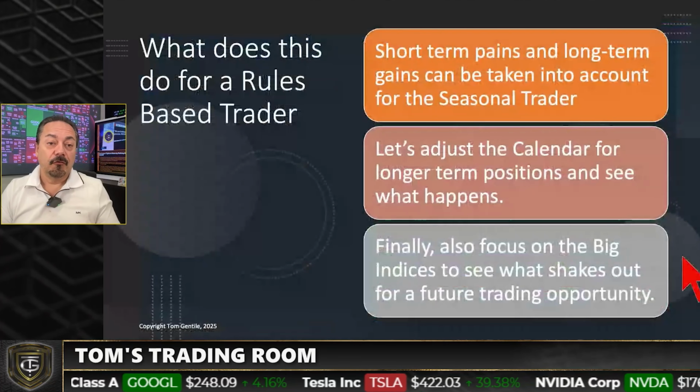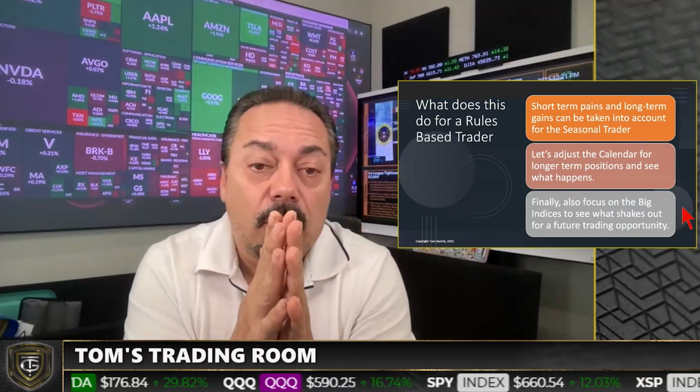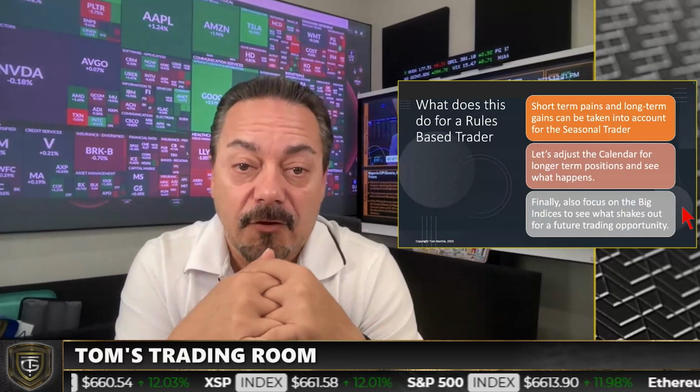And now, what does this do for the rules-based trader? Again, short-term pains and long-term gains can be taken into account, right? I can go through and look at data. And instead of looking at, say, 30-day data, 20 to 40-day data, what if I were to push that out and look longer term? Now, I did this, and the data involves everything that happens in the markets. It factors in everything, because everything we need to know as technical traders is already equated into the price of the stock and the trading volume that precedes the price.